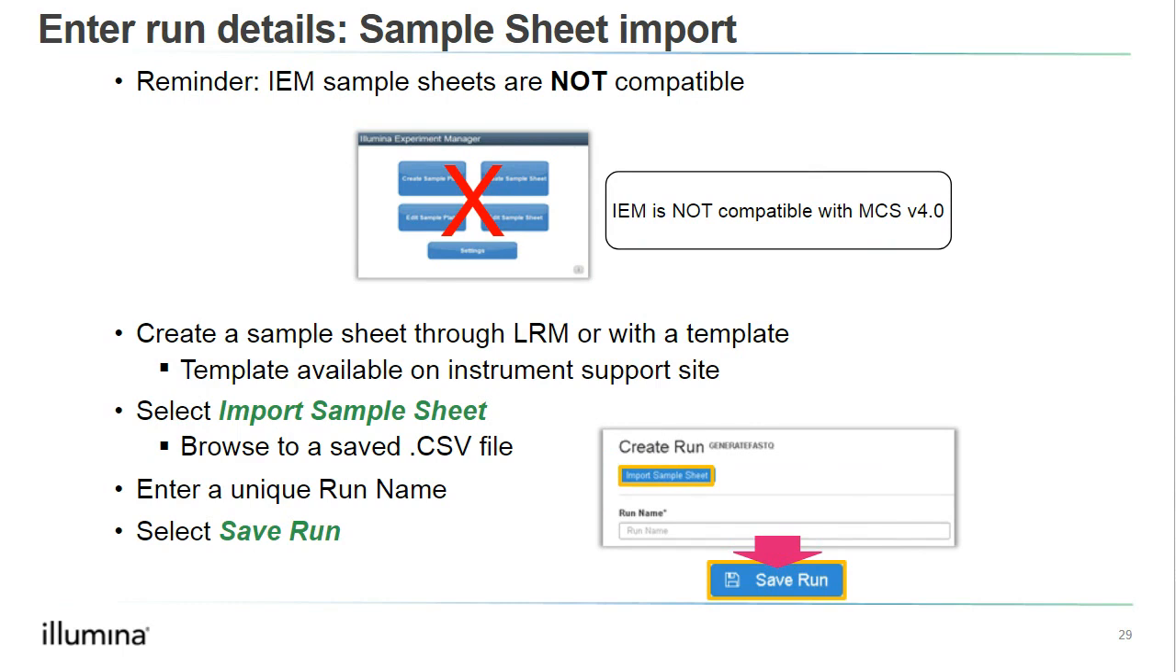You can create a template through LRM. You saw that export sample sheet option in the previous demonstration, but we do also have templates available on our support site. Using the sample sheet option, you can import a compatible sample sheet with your information, make sure the run name is unique, and then click on Save Run.